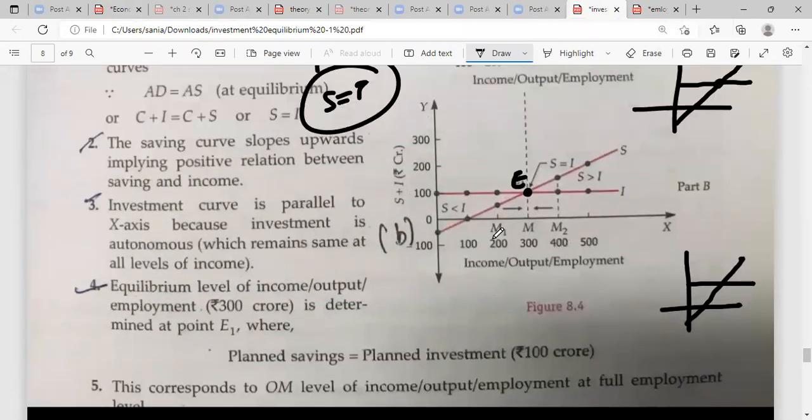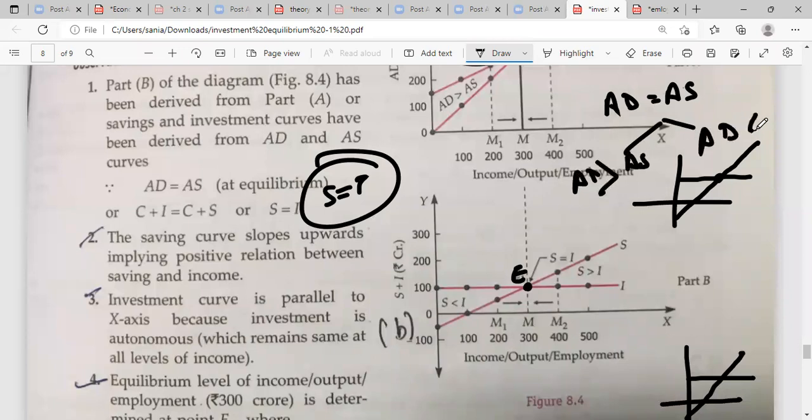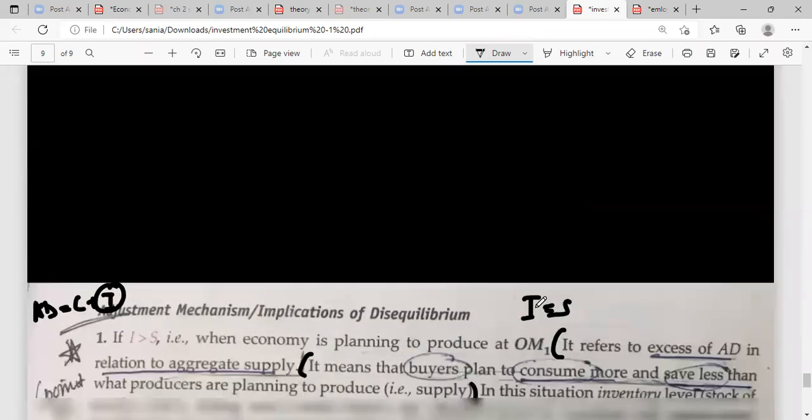But before that, we have a few more things to do. In the previous class, when we were doing the AD and AS approach, we did AD equals AS. Then we did two things: when AD is greater than AS and when AD is less than AS. Similarly, today we are doing S and I, so we will do when S is greater than I and when S is less than I. Over here S is less than I, and over here S is greater than I, right? So let's just do that first.